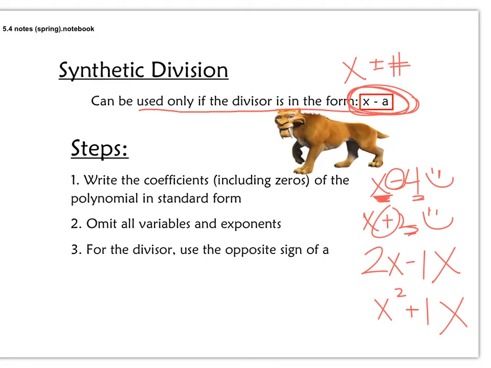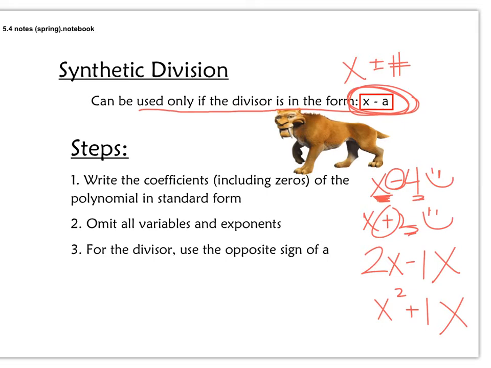If it's anything other than that, you have to use long division. Okay? So a lot of times, most of what we do, you can use synthetic and it works great and it's fast. But when you come into the times where it doesn't fall into that form, you have to fall back on the long division. All right, so step by step, kind of what it looks like.